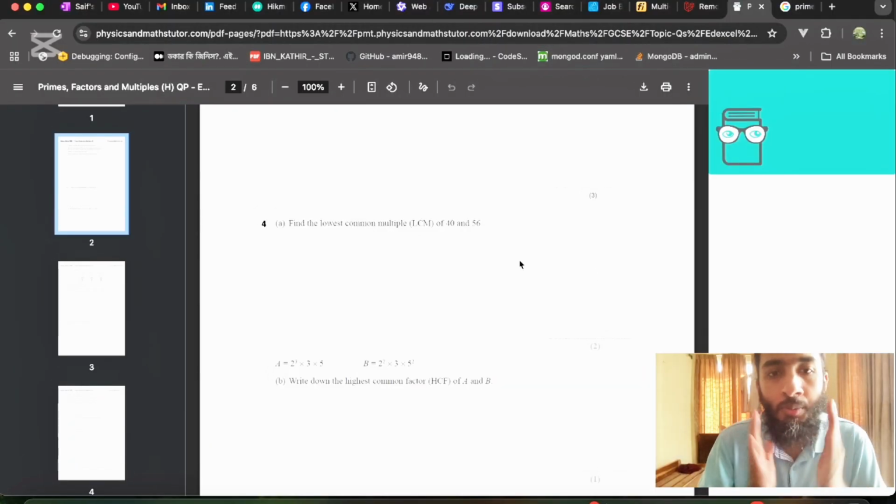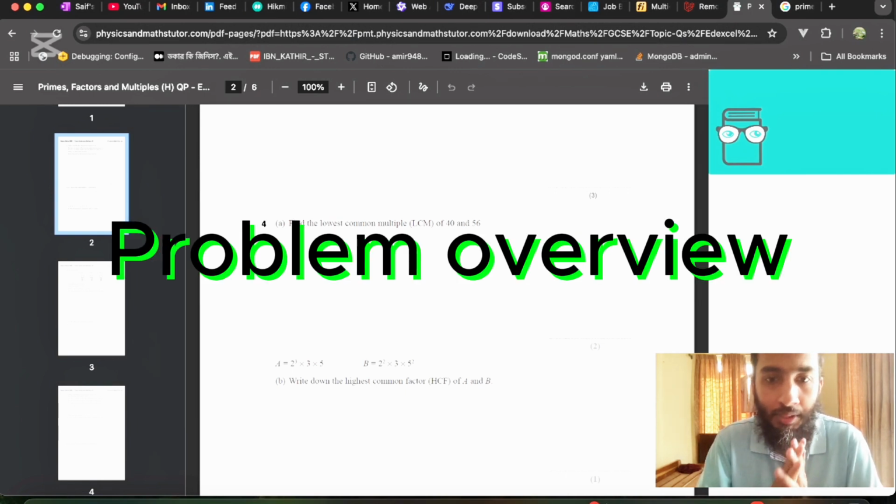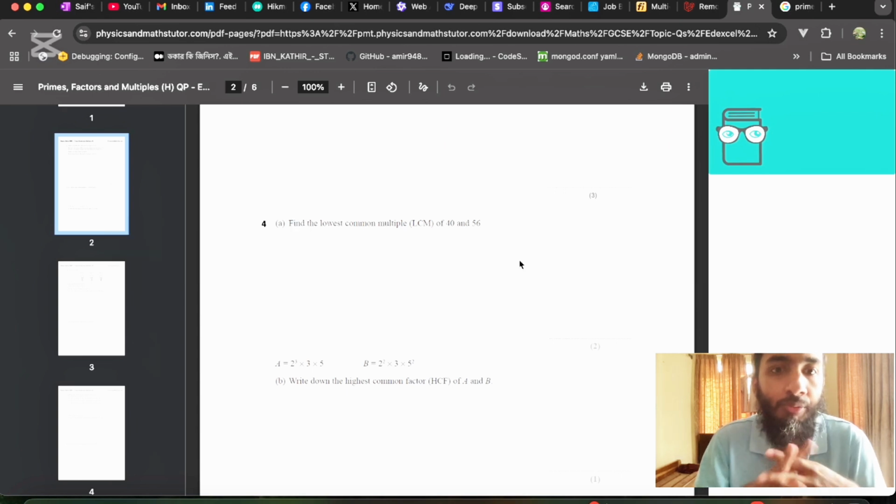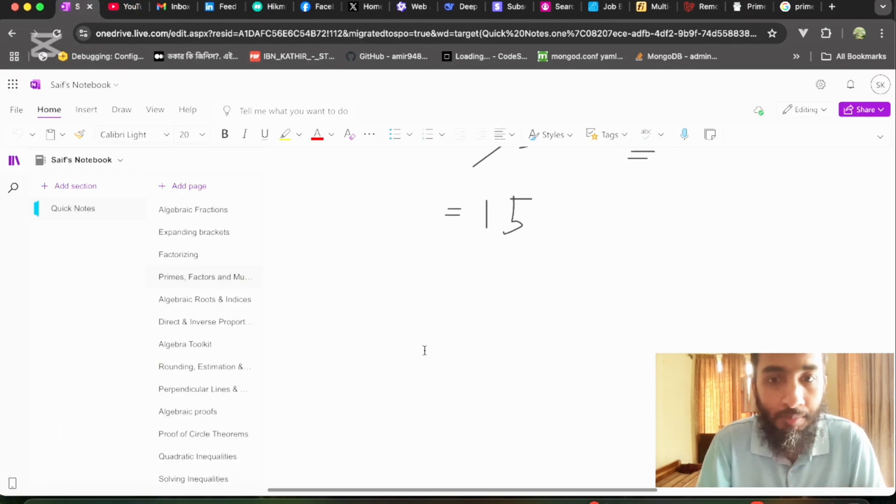Now I'll focus on problem number 4, which has two parts, A and B. In A you have to find the lowest common multiple, and in B you have to find the highest common factor. So in A, if I read the problem, you have to find the lowest common multiple, or LCM, of the two numbers 40 and 56. So how do I solve it?